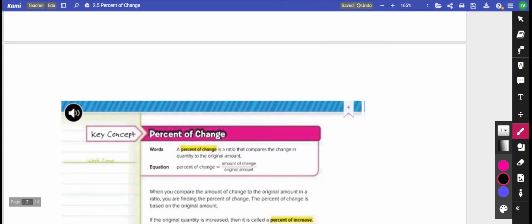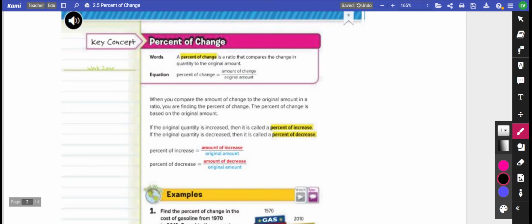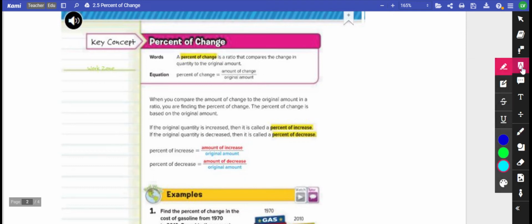Continuing. The key concept is the percent of change. A percent of change is a ratio that compares the change in quantity to the original amount. So the equation is: the percent of change equals the amount of change divided by the original amount. When you compare the amount of change to the original amount in a ratio, you are finding the percent of change. So the percent of change is based on the original amount.